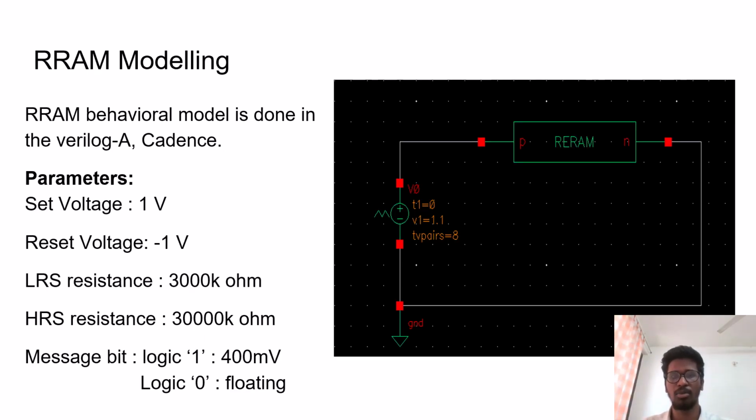Here we can see the RRAM model on the right side. We fixed the set voltage to 1 volt, which is used to switch the RRAM to a low resistance state, and the reset voltage to -1 volt to bring it back to the high resistance state. Here the LRS is 3000 kilo-ohm and HRS is 30,000 kilo-ohm. Here we encode a logic 1 using 400 millivolt and logic 0 for floating input.